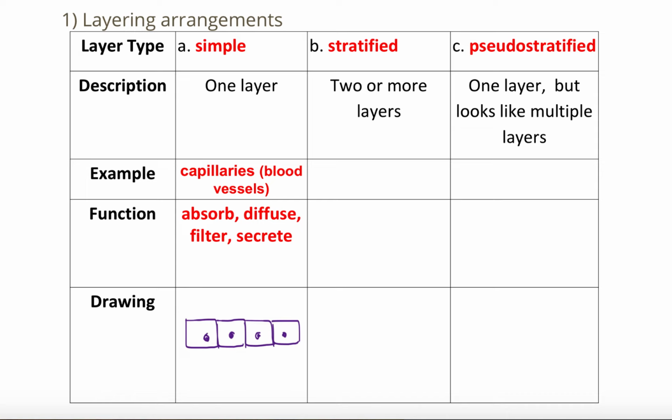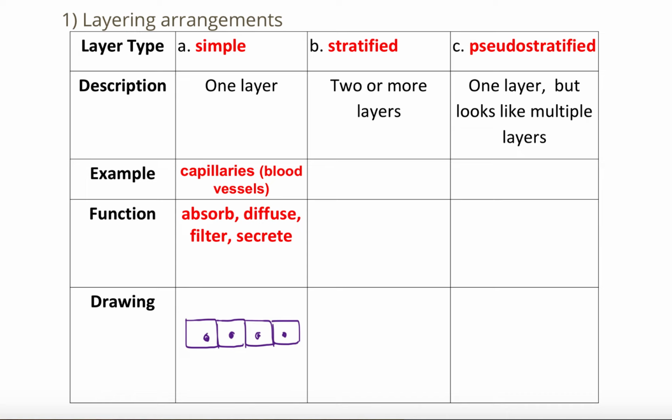Because there's one simple layer, those cells are kind of there like cheesecloth. It's just taking in stuff and letting stuff leave. So they're really good for absorbing, moving stuff in, and also for filtering. Filtering means that as stuff passes through, maybe not everything can pass through, but the stuff you want may pass through, like nutrients. And they're also really good at secretion.